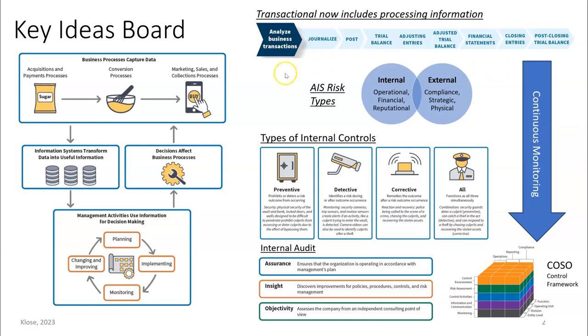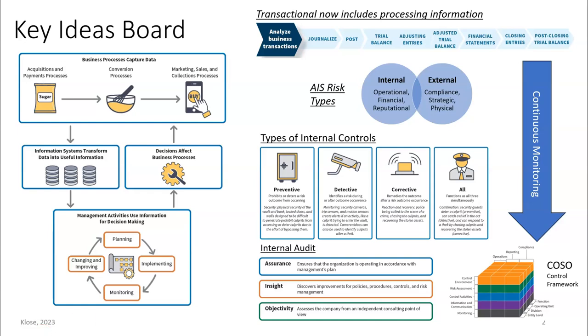So in any organization, the AIS environment can be exposed to two types of risk, internal and external risk. So we talk about internal as operational risk, financial risk, reputational risks, and the external would be risks related to compliance, our strategic planning, and the physical safety of our data and our operations.